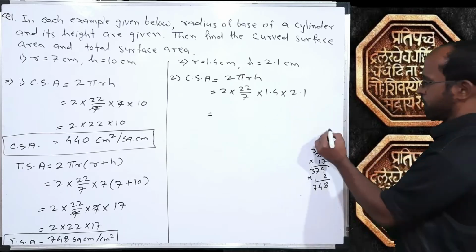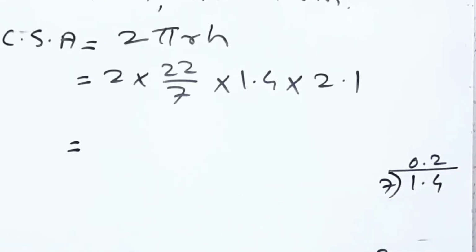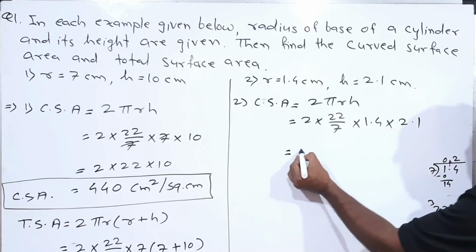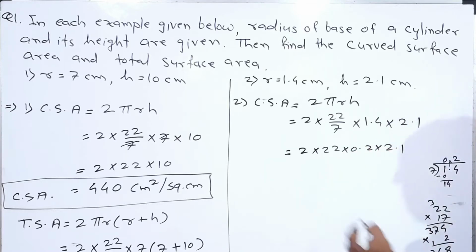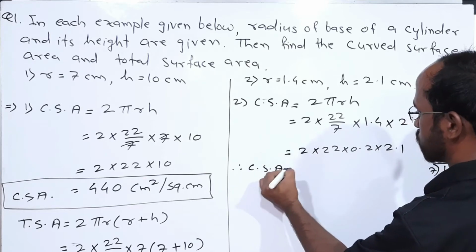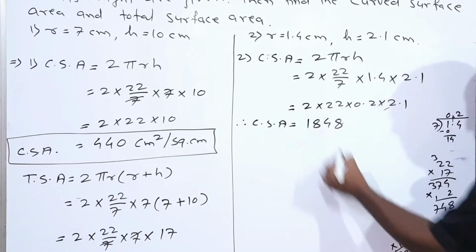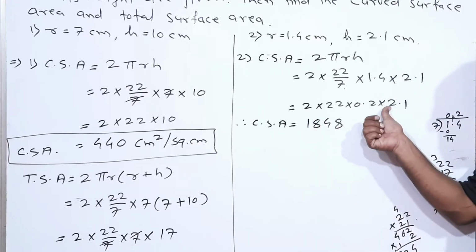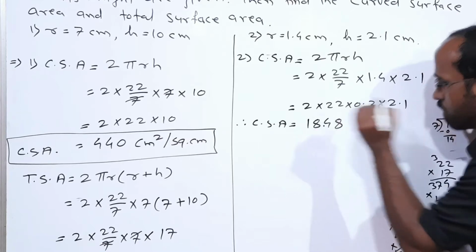If we divide 1.4 by 7, the answer will be 0.2, right? 1 is smaller than 7, so here will be 0, 1 minus 0, 1. At the place of decimal, we give the decimal point, 14, 7 twos are 14. So the question will be 2 multiplied by 22 multiplied by 0.2 multiplied by 2.1. Therefore, curved surface area is equal to the multiplication of all these numbers, 1848. Clear? This is the multiplication. Now we have to decide the decimal digits. There are a total of 2 decimal digits. So after 2 places, I will give the decimal point.